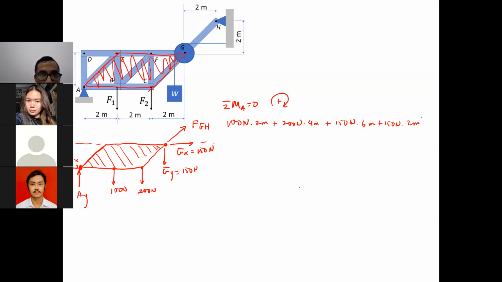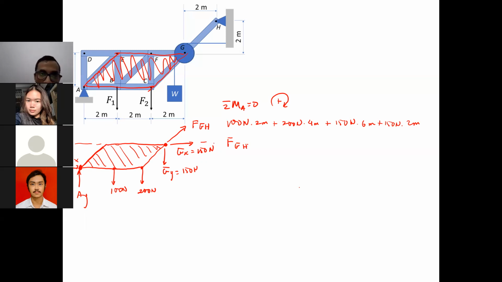Yes, FGH, but you don't know the value. Yeah, we don't know the value, so that's the variable. We want to find the value of FGH. The angle there is 45 degrees. So FGH there, you can just divide it into components, right? FGH cos 45 and FGH sin 45. Because it simplifies, the moment arm will be much simpler, right?